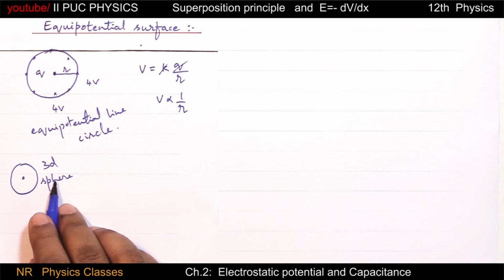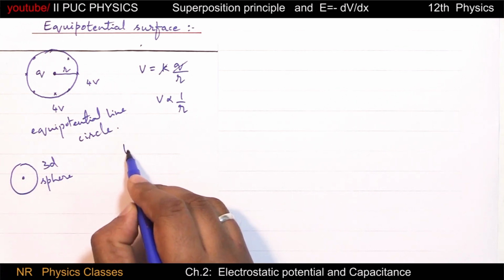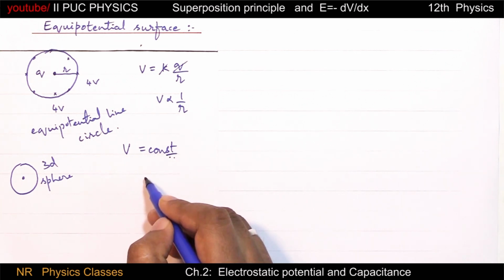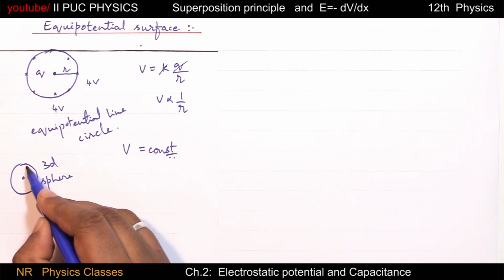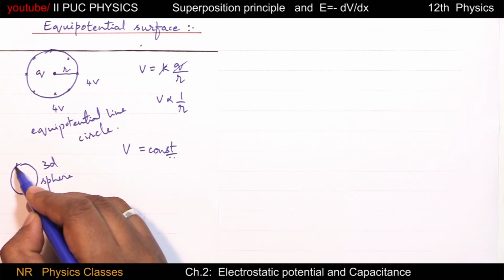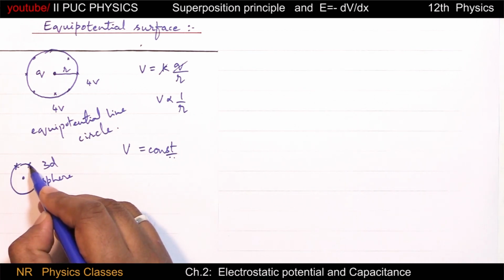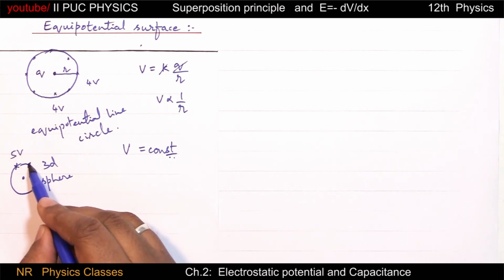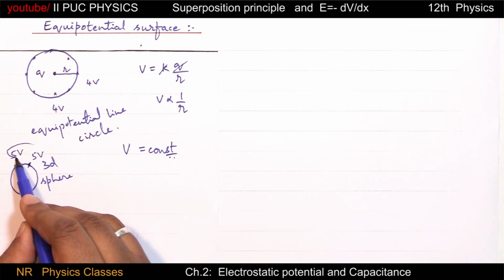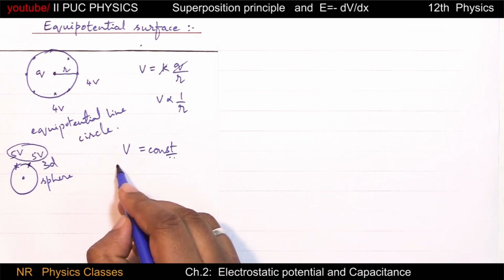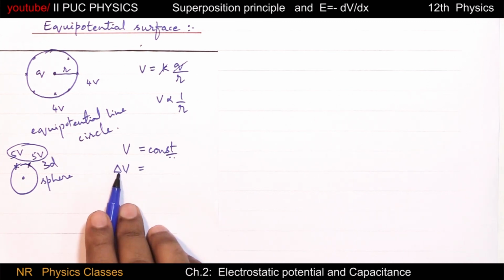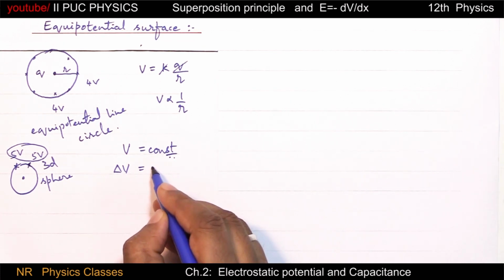Now, what does an equipotential surface mean? It is a surface where potential is constant at all points. Another statement: it is a surface where the potential difference between any two points is 0. If the potential at this point is 5 volt, the potential at this point is also 5 volt, then the difference of these two is 0. Therefore, the second statement: an equipotential surface is a surface where the potential difference between any two points is 0.